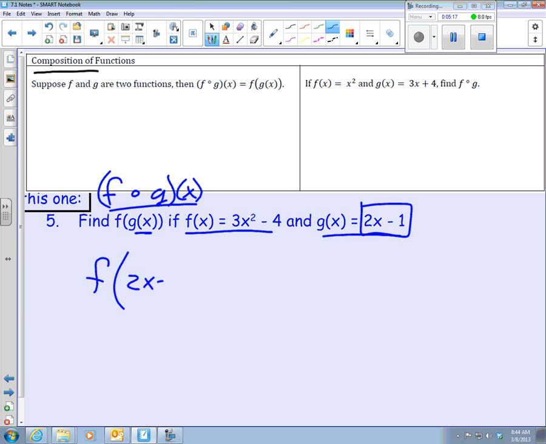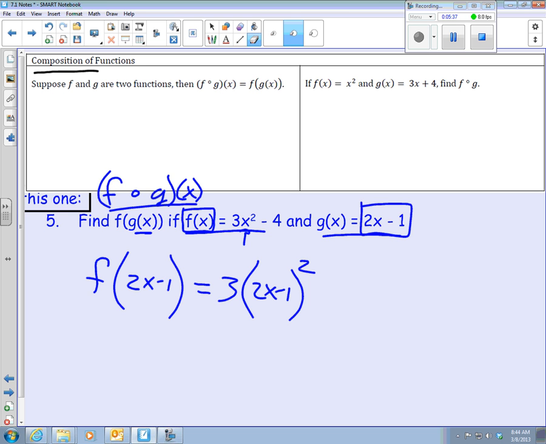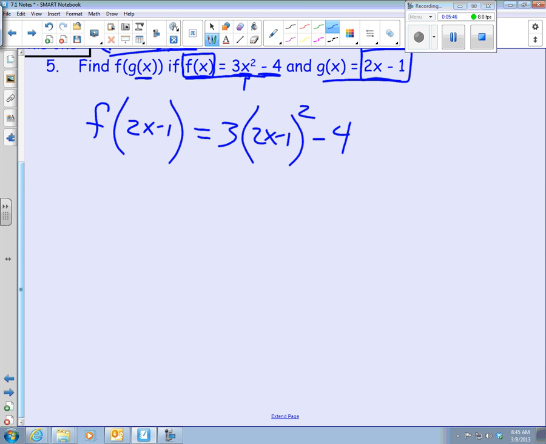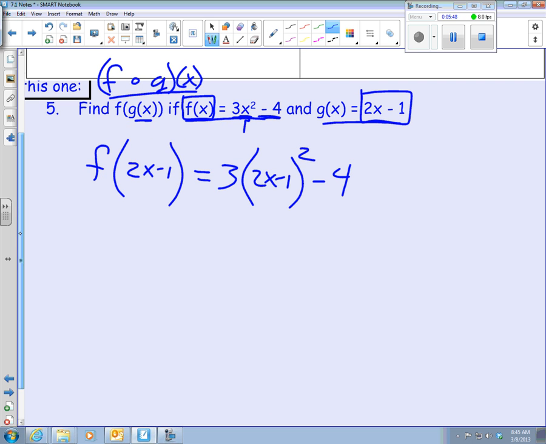So we're going to plug in 2x minus 1 for x, wherever we see x, in this function right here, f of x. And I only see it once, but it is squared, so we have to be careful. This is 3 times 2x minus 1, but this is x squared up here, so we have to put a little squared. And then that's the 3x squared. Now we have to remember the minus 4 also. So all we have to do is simplify this, and we're done.